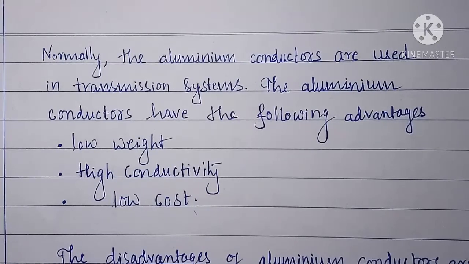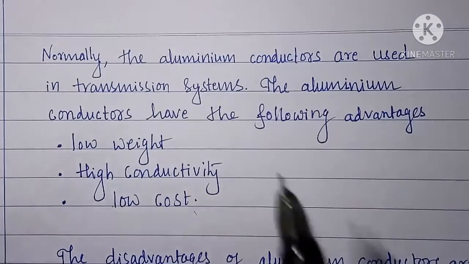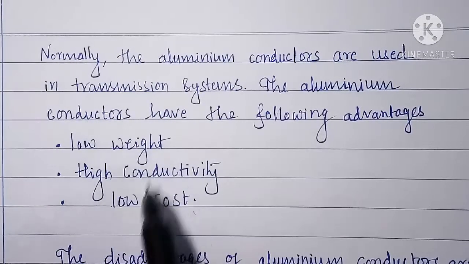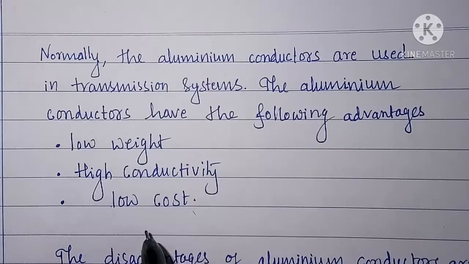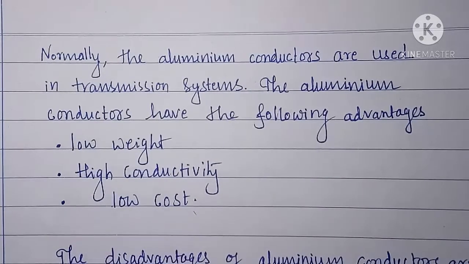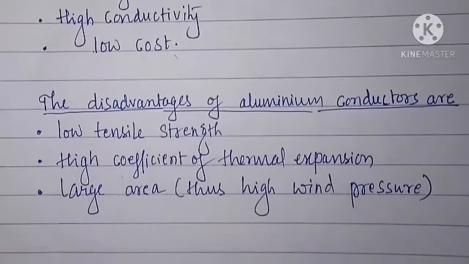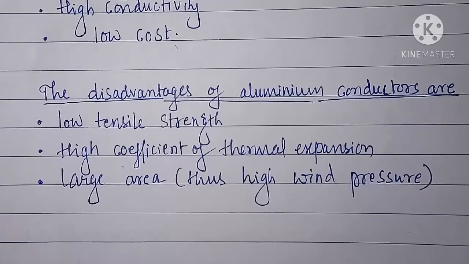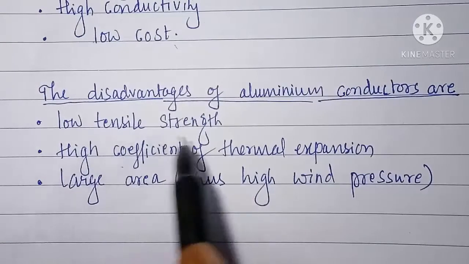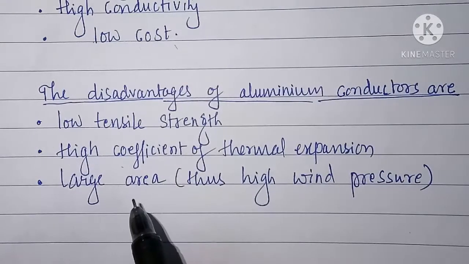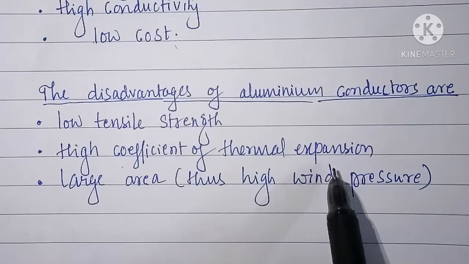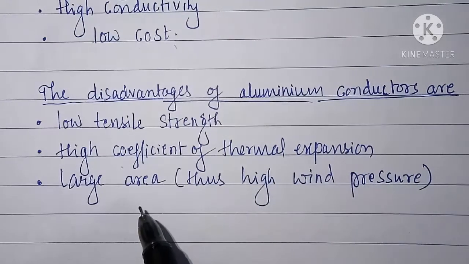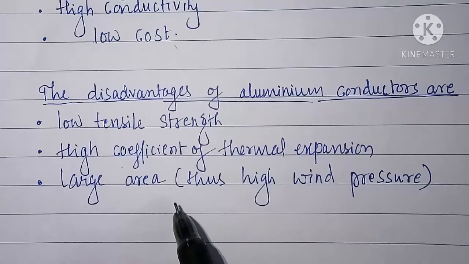The main advantages of aluminum conductors are low weight, high conductivity, and the low cost. And the disadvantages are low tensile strength, high coefficient of thermal expansion, and large area.